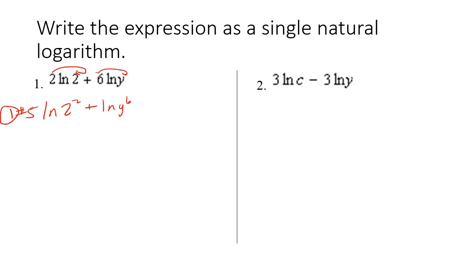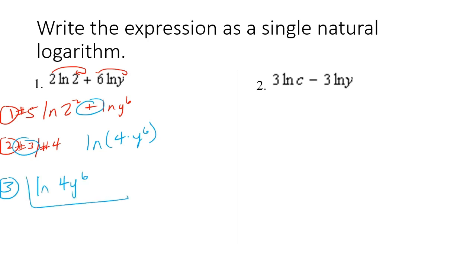Okay. Step number 2 is to use either property number 3 or property number 4. Because I have a plus sign, that lets me know that I'm going to use the product property, which is number 3. So I have natural log of 4 times y to the 6. And then step 3 is where I simplify. So this simply becomes the natural log of 4y to the 6. Ta-da!